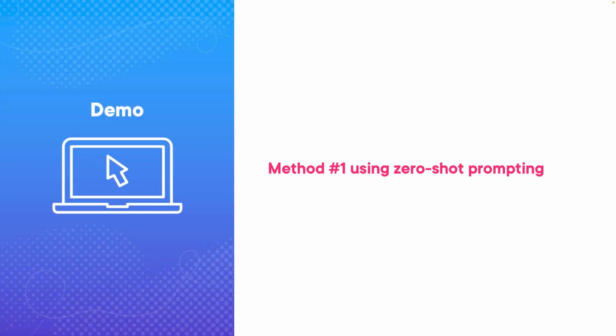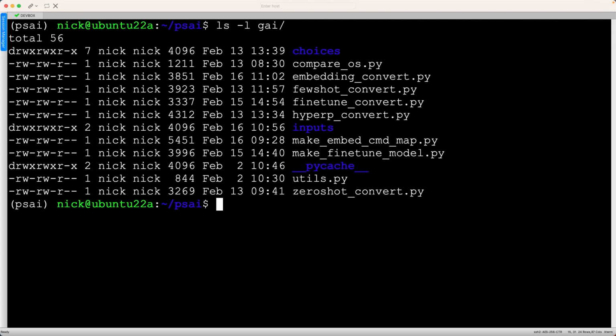Let's begin by asking ChatGPT to convert from Cisco IOS XE to Juniper Junos. We'll provide some basic instructions, but no actual examples. Back at the dev box, I've listed the files in the GAI directory. This time, we'll examine the zero-shot convert.py script, which is our first attempt at converting configurations.